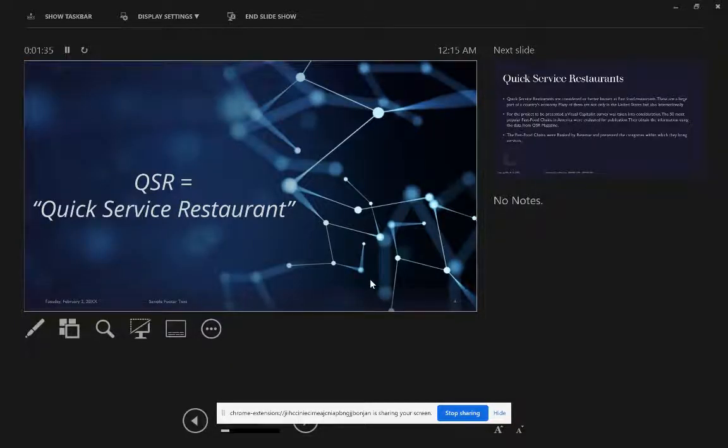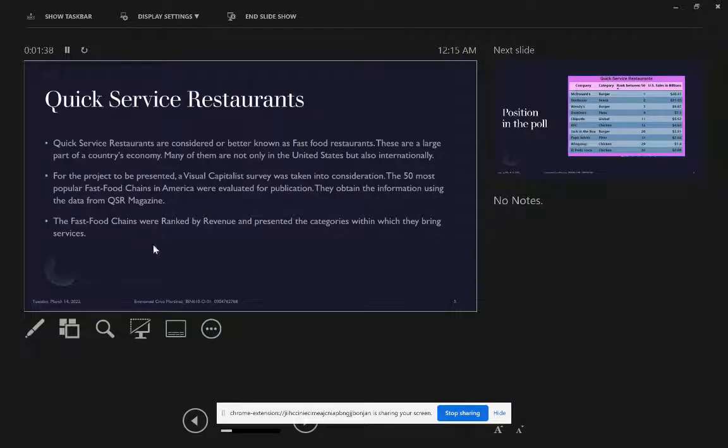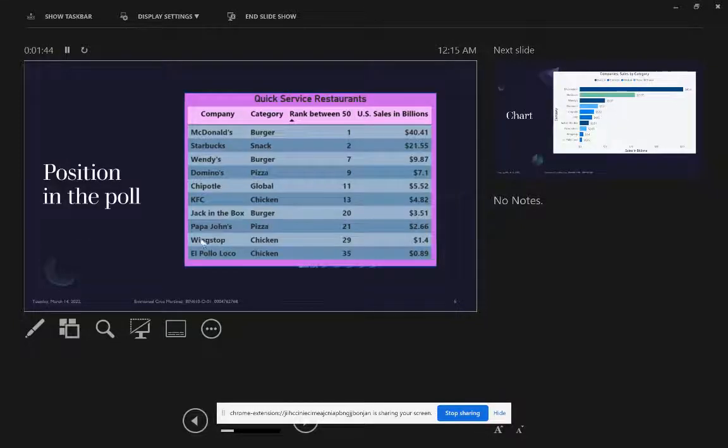The quick service restaurants are presented, also the information, how we acquired it, and the position in the poll. We were able to see that most of this information is about big chains of companies, but not necessarily the biggest companies are the ones that have the more stable stocks and revenues. The higher revenues are not the most stable stocks. Some of them are, some not.